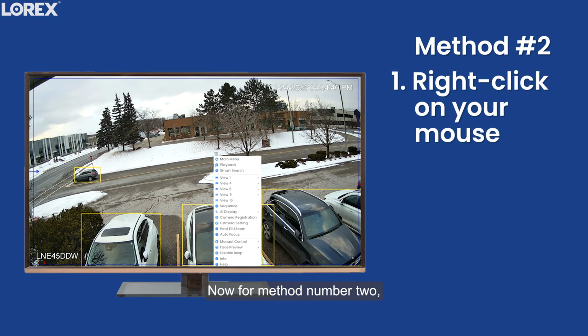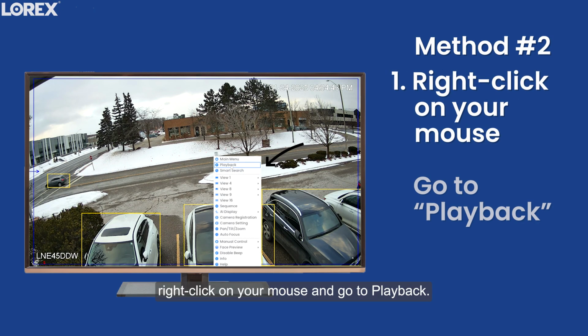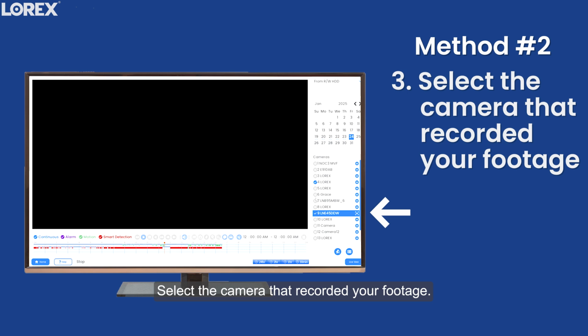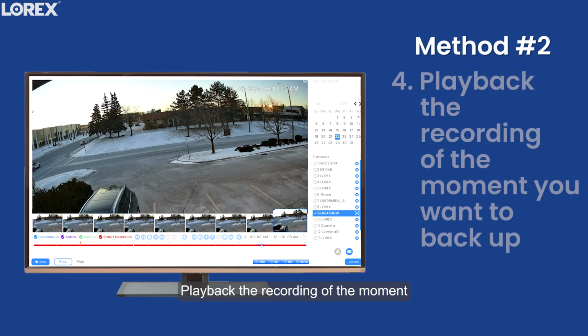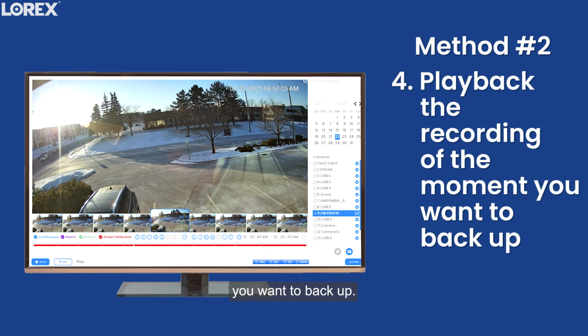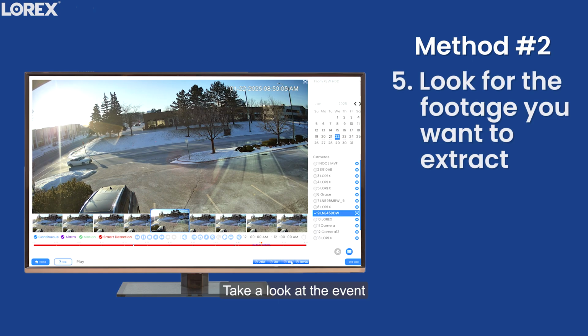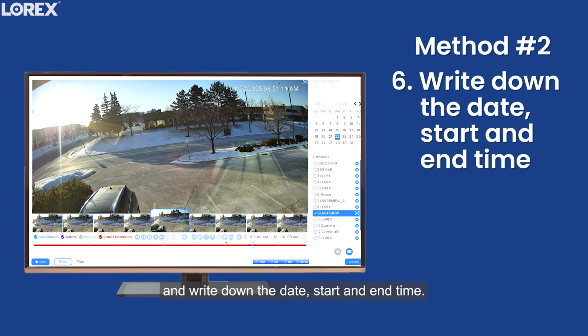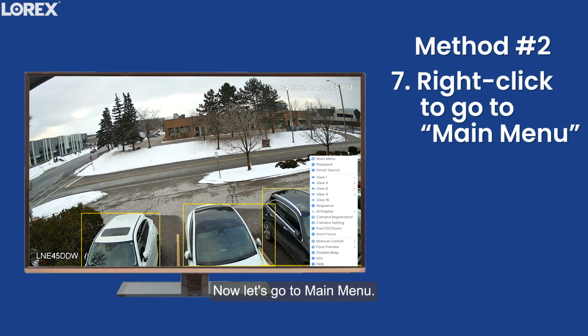Now for method number two, right-click on your mouse and go to playback. Review the calendar on the right side. Highlighted dates represent available recordings. Select the camera that recorded your footage. Playback the recording of the moment you want to back up. Take a look at the event that you want to extract footage from and write down the date, start, and end time. Now let's go to main menu.